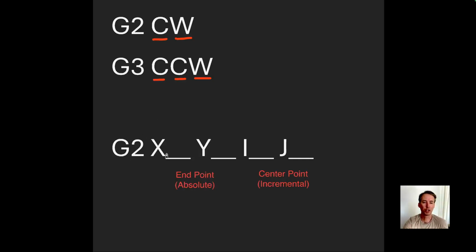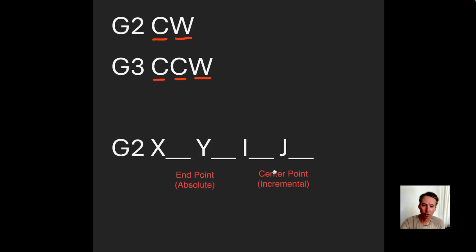And then in our G2 moves, we're going to have an X and a Y. That's the endpoint where we're traveling to, very similar to a G0 or G1. That's an absolute position. But then there are also these two other letters we have to think about: I and J. That's the center point of our arc. And this is the first, and maybe one of the only times, we deviate from our absolute positioning.